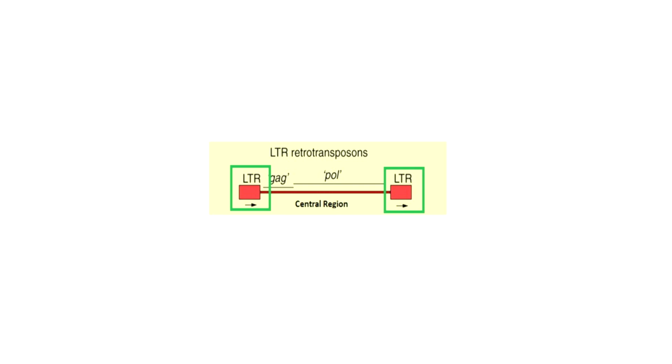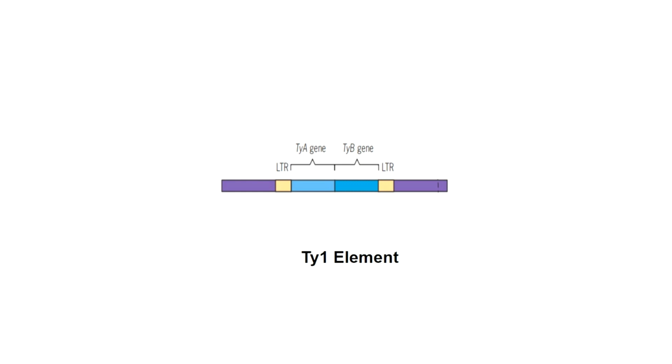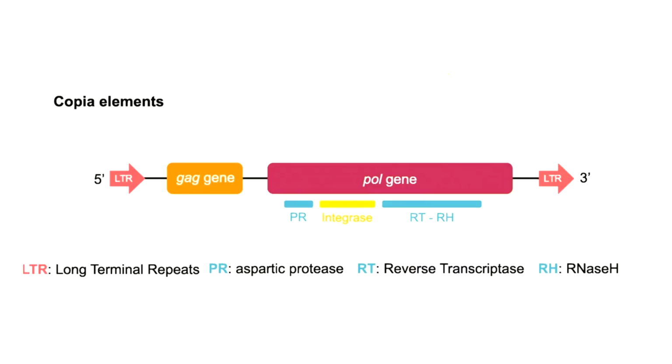Now these long terminal repeat retrotransposons generate a copy of their DNA by reverse transcription of their RNA genome, and this cDNA is then inserted into the target site. So the mechanism is similar to the retroviruses. Some common examples of LTR retrotransposons are the Ty1 element of yeast, Saccharomyces cerevisiae, and the Copia elements of Drosophila.